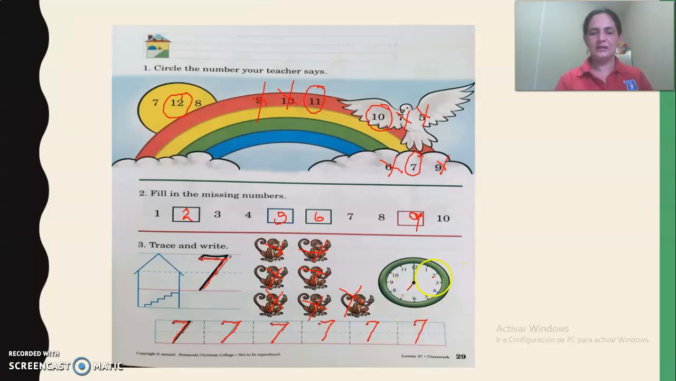And here we can see the time. Let me see what time is here. 7 o'clock.